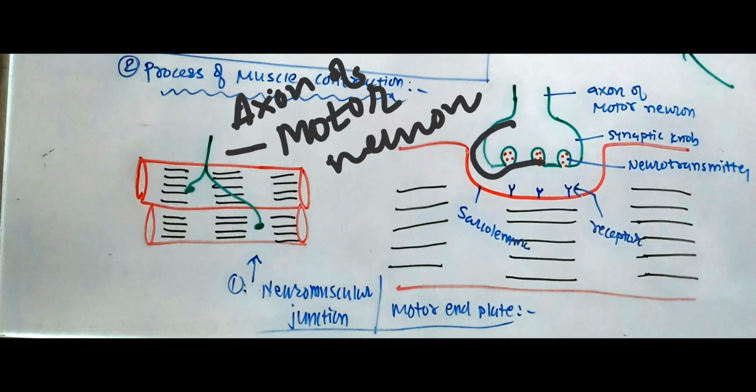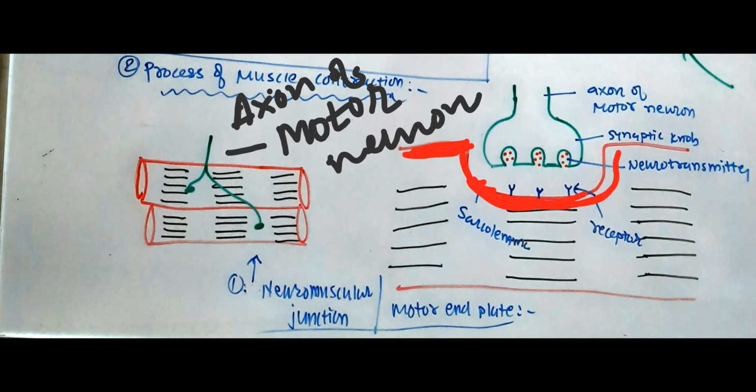This end part of the axon is known as the synaptic knob. This whole unit is called the synaptic knob. Remember this one. So the motor neuron's axon terminates into a muscle fiber by its synaptic knob. The part where it comes in contact is the cell membrane of the muscle fiber.